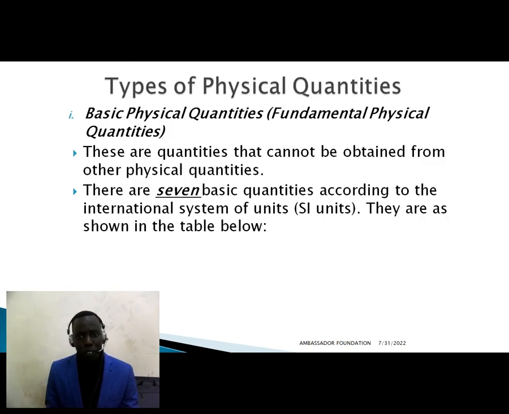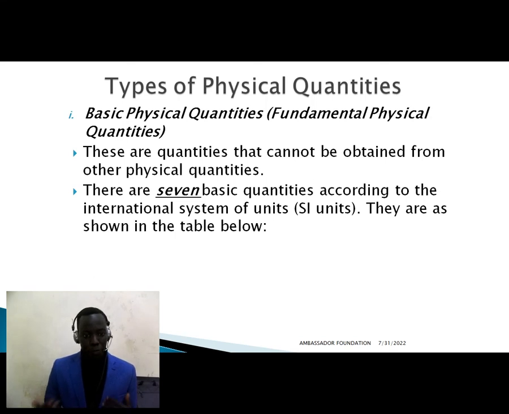We have two types of physical quantities. We have the ones which are measured directly by use of measuring instruments. We call them the basic physical quantities or fundamental physical quantities. Then we have the others that we have to apply calculation to in order for them to be obtained. For example, to get volume, which is a physical quantity, we have to calculate it using a given formula depending on the shape of the object or the container.